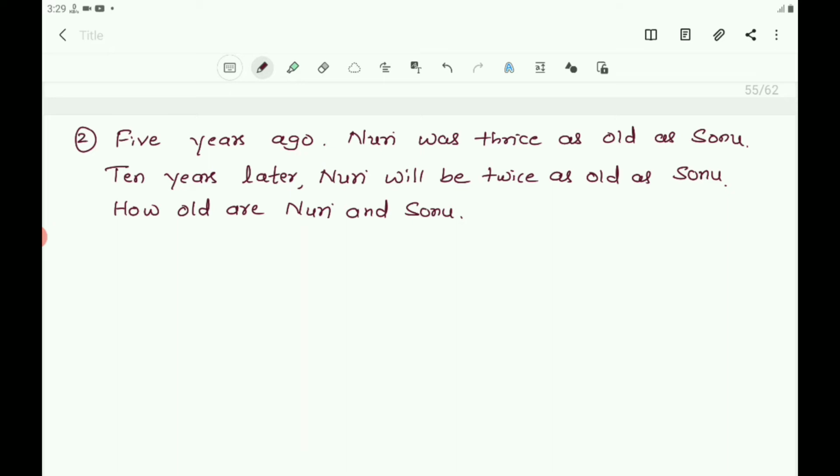Come to the second question. 5 years ago, Nuri was thrice as old as Sonu. 10 years later, Nuri will be twice as old as Sonu. How old are Nuri and Sonu? Now let us take the age of Nuri as x here and the age of Sonu as y here. Let Nuri and Sonu be x years and y years old respectively at present.